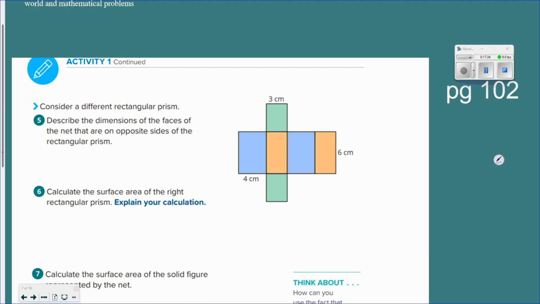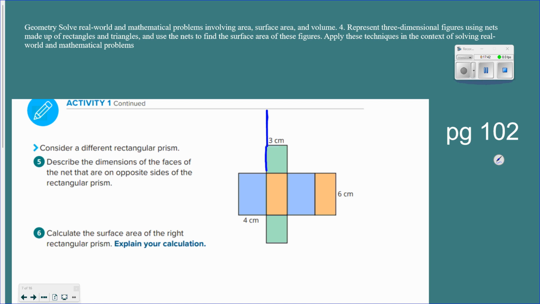But what do I know about a right rectangular prism? The opposing sides are the same, correct? If I folded this up, what would this length be? If I folded this up, what's this length? 4. So this is 4. Okay?